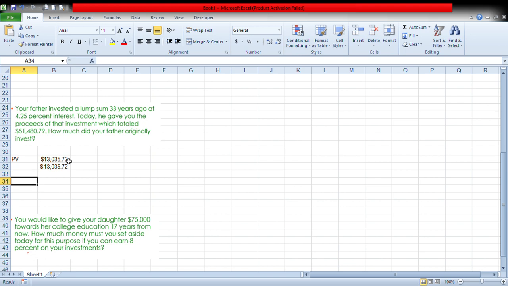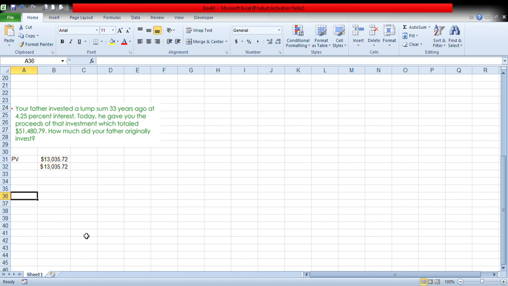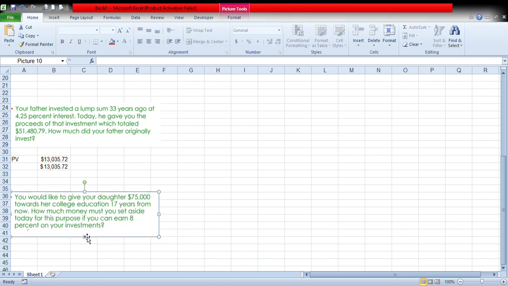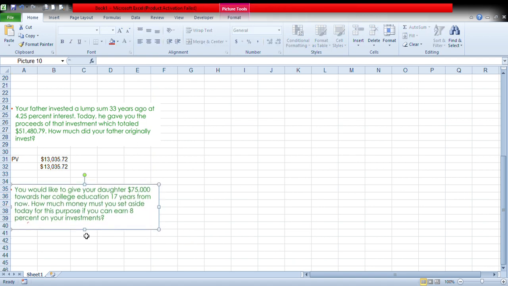Okay, now ladies and gentlemen, let's go to the next question, which is: you would like to give your daughter 75,000 towards her college education 17 years from now. How much money must you set aside today? Means you need to calculate the present value. The 75,000 is the future value, not the present value. Understand? How much money must you set aside today for this purpose if you can earn 8% on your investment? It's understood that it is annually, because if it's not mentioned, it is annually.